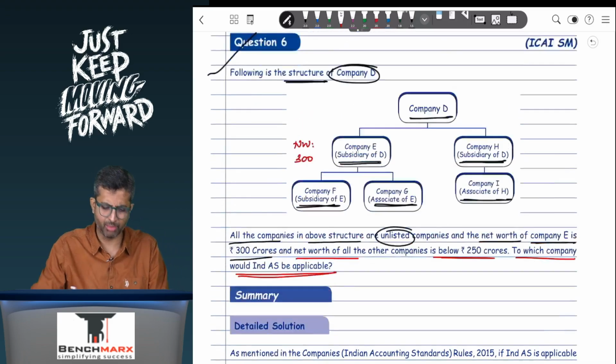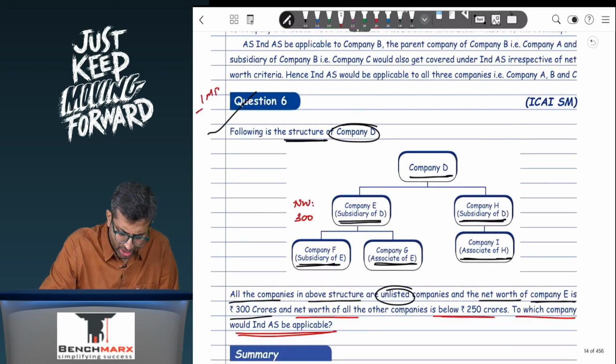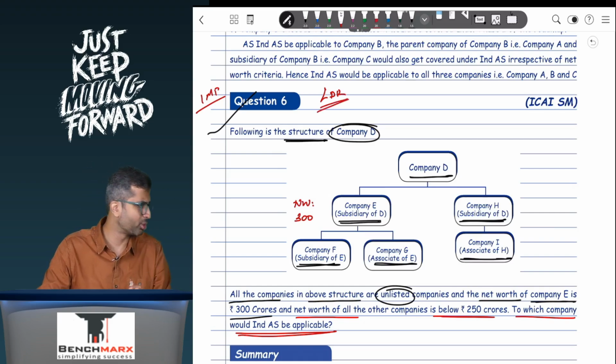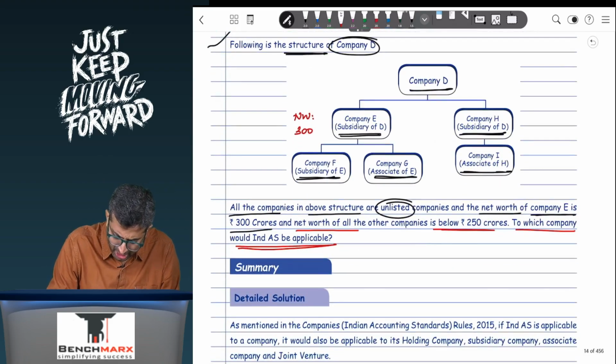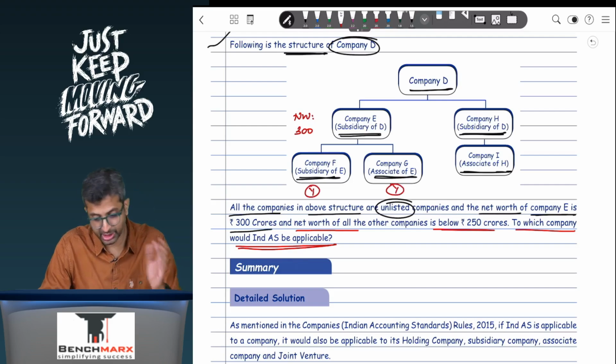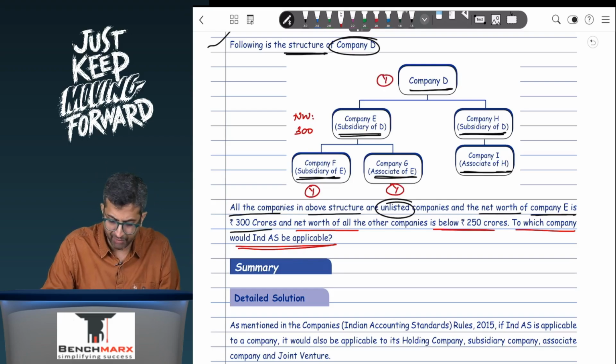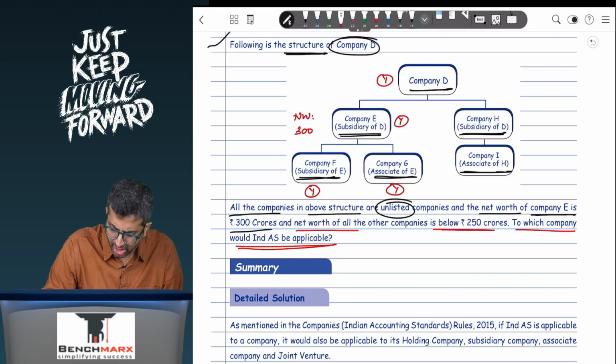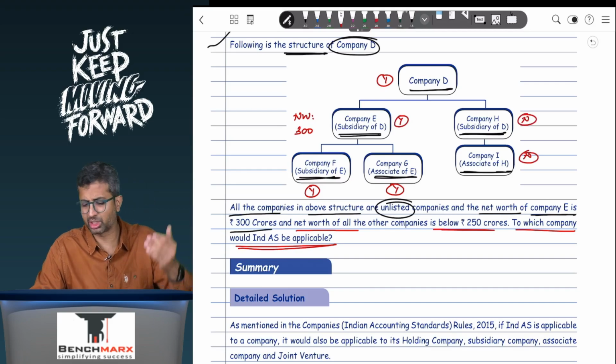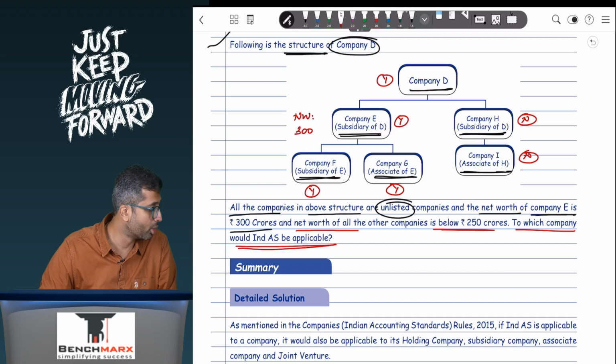Very interesting. I will mark this as important. You can review this for your LDR. It can come possibly for an MCQ necessarily. Now, will the subsidiary apply Ind AS? Yes. Will an associate also apply Ind AS? Yes. Will the parent company apply Ind AS? Yes. However, over here, will the fellow subsidiary apply? No. Will the subsidiary of the fellow subsidiary or associate of the fellow subsidiary apply? No. So, basically, which all companies will follow Ind AS?